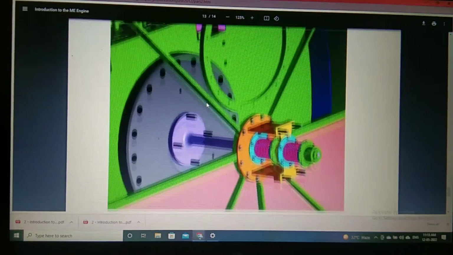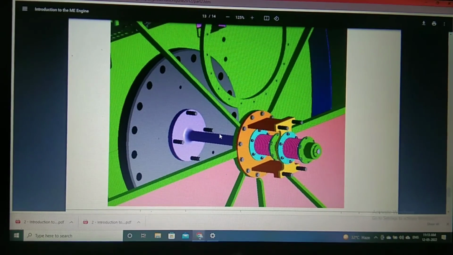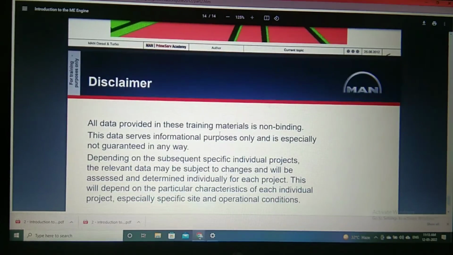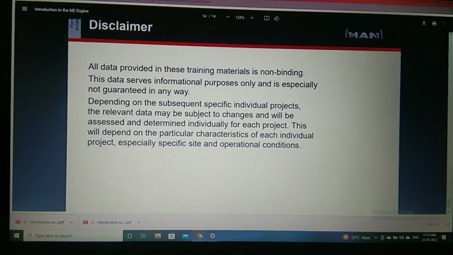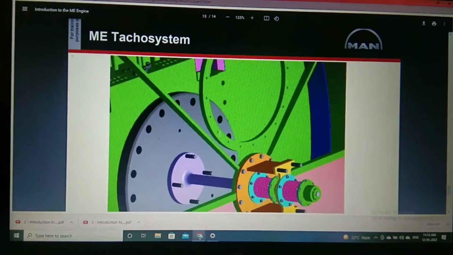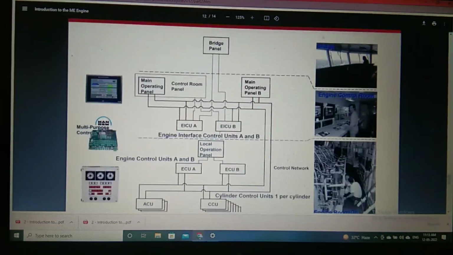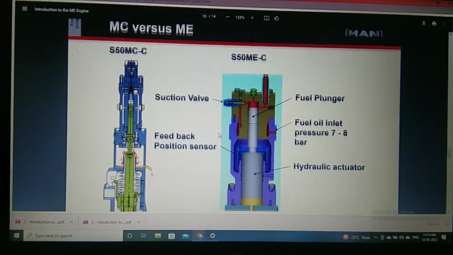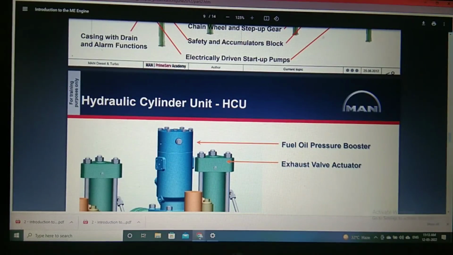Then ME tacho system, I already told you, there are tacho sensors giving feedback, which unit at PDC, firing orders and all. So this is the basic training about ME engines. So basic concepts, not so deep. So we'll go on to the next slide.